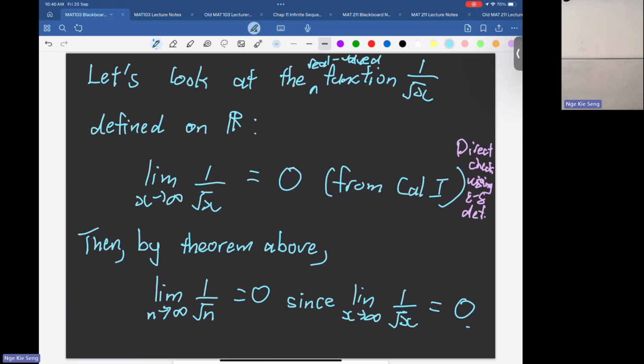So if you want to show a limit of a sequence, see if you can turn it into a question in calculus 1 or not. Okay. Any question about using this theorem here? So this is the first hand I give you. There are more hands I'm going to give you. Okay, so we can escape the epsilon delta definition.